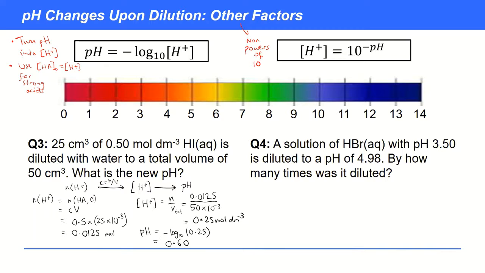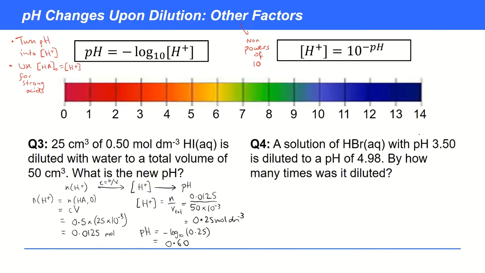Okay, final one, question 4. A solution of hydrobromic acid has a pH of 3.5. It's diluted to get a pH of 4.98. How many times was it diluted? The key here is that we want to turn our pH into H+ ion concentrations. It might be worth pausing the video to see if you can do it. Here we go. We're going to turn pH into H+ ion concentrations for each one.